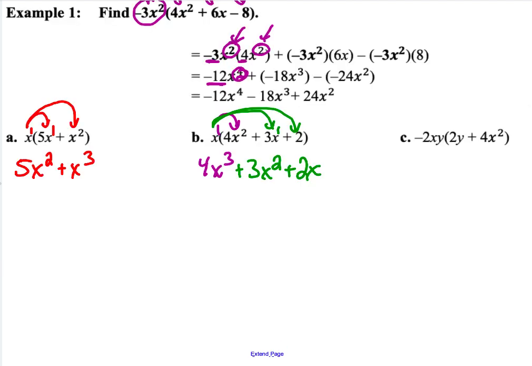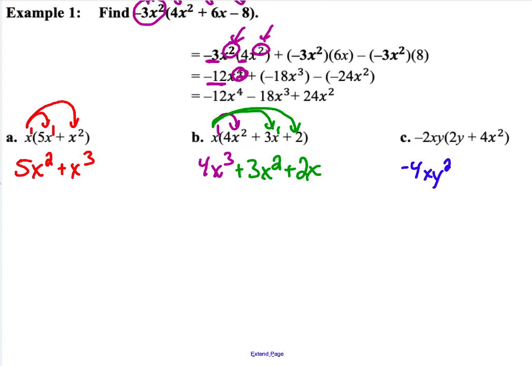Now they start to get a little bit bigger. We're just multiplying by more complicated monomials. So I have x to the first, y to the first. So negative 2xy times 2y. Negative 2 times 2 is negative 4. I just have 1x, but I have 2 y's because I have y to the first and y to the first.